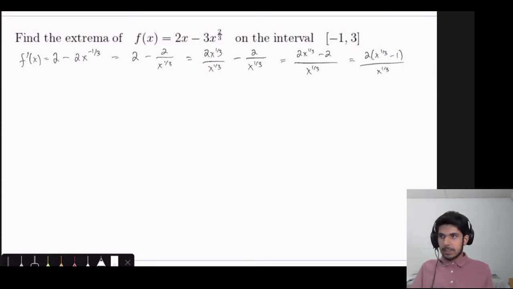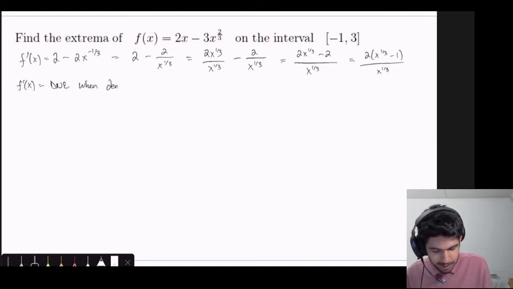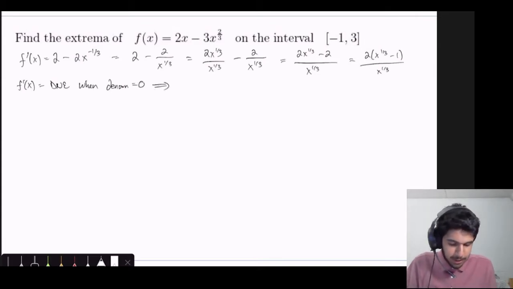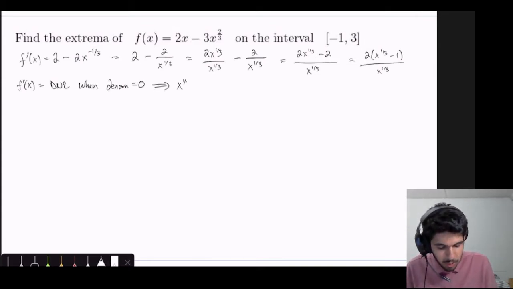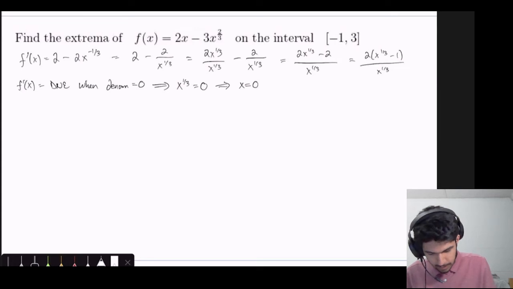So where is f prime of x equal to DNE? F prime of x equals DNE when the denominator equals 0, right? Because we can't divide by 0. So this tells us when x to the 1/3 equals 0, which is when x equals 0. So if we do f prime of 0, we should get DNE. You can try it for yourself.